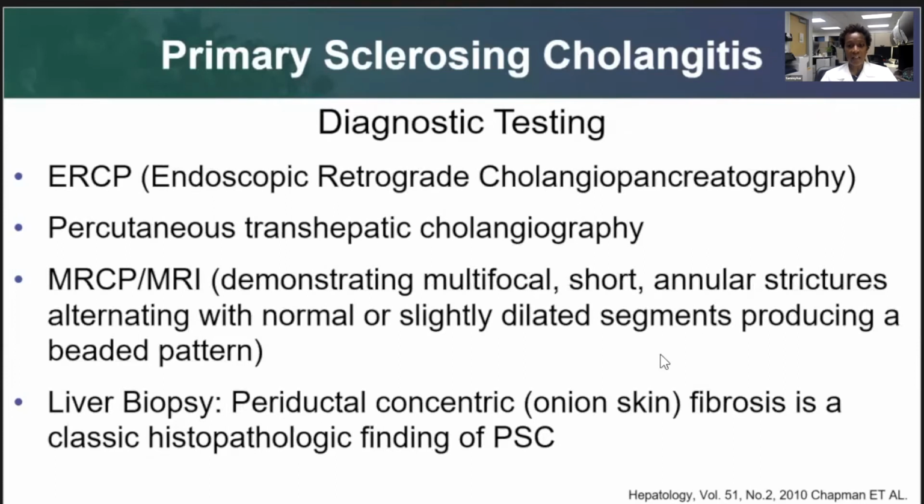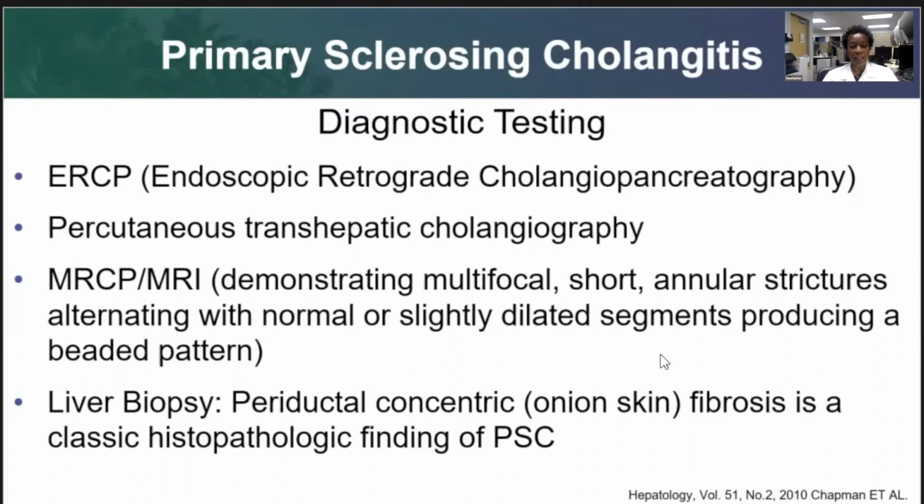Diagnostic testing. Now, this is where the money is. This is how we diagnose this disease. Most of the times we have ERCP, and all of my GI nurses out there know all about ERCP. The other is percutaneous transhepatic cholangiography and MRCP, which in this day and age is usually what we use. It is less invasive, but on an MRCP, you will see very, what's the word I want to use?